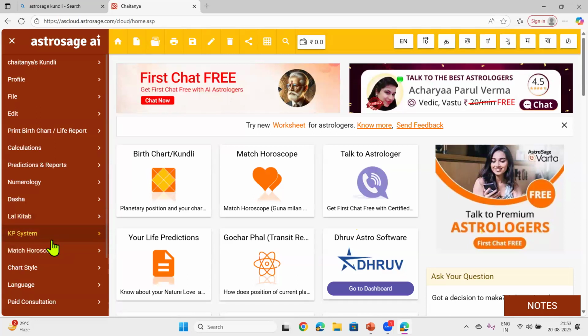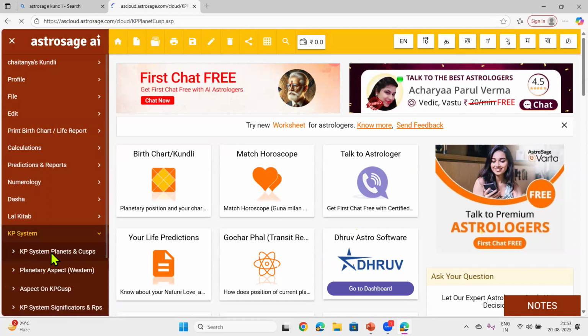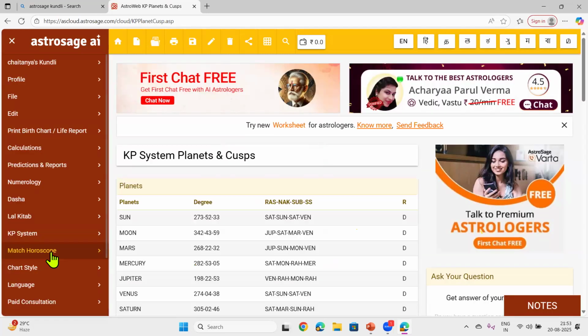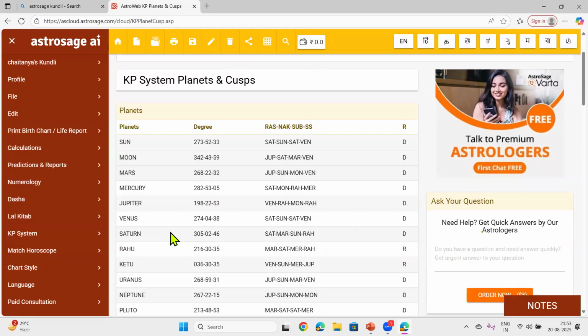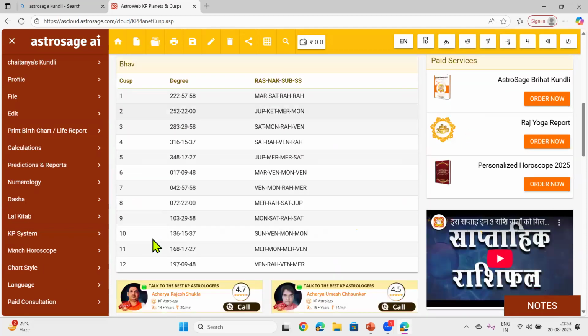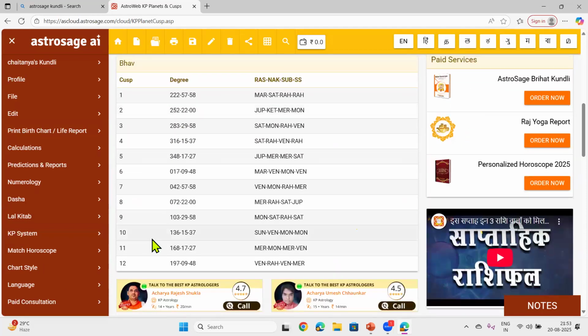2, 6 and 11. So for that, I have to first click on the KP system, then the planet and cusp. So which is the starting point? I have to see the sublord of the sixth cusp. Who is the sublord? Moon. Moon, sir. So I have to find out the relationship of moon with the 11th lord and the second lord.